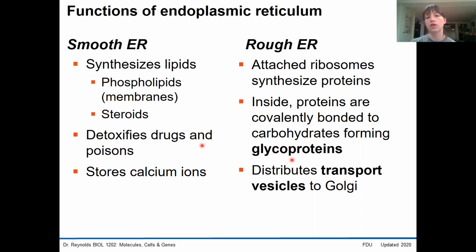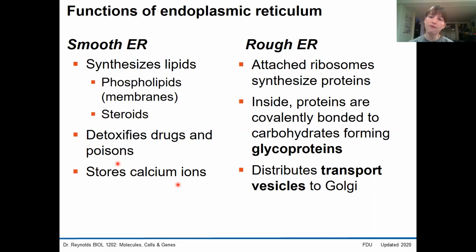These will also, as a function of this rough ER, create vesicles that distribute and transport these materials to the Golgi. The smooth ER has no ribosomes, so there's no production of proteins, but we do synthesize lipids, including phospholipids and steroids. We also detoxify drugs and poisons, and we can store calcium ions, which you're going to see again when we talk about how cells communicate.